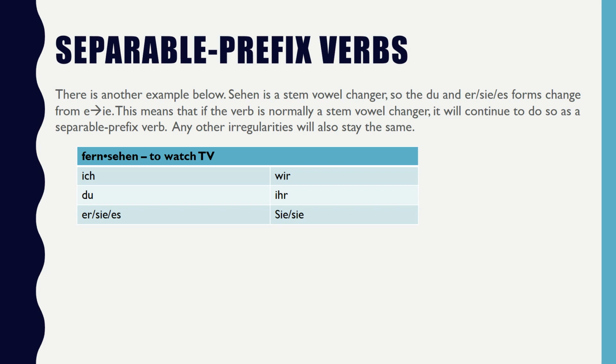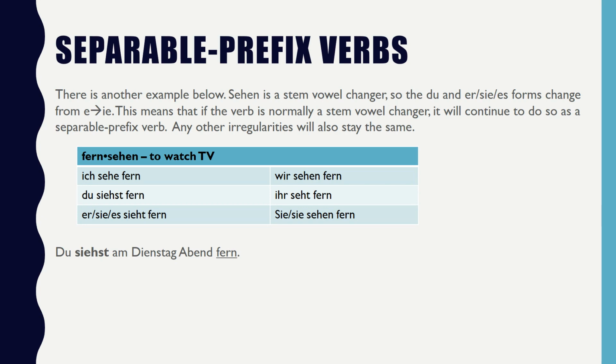So for ich, I would have Ich sehe fern. I watch TV. Du siehst fern. Er, sie, es sieht fern. Wir sehen fern. Ihr seht fern. Sie und sie sehen fern. Our first sentence is Du siehst am Dienstagabend fern. You watch television on Tuesday evening.